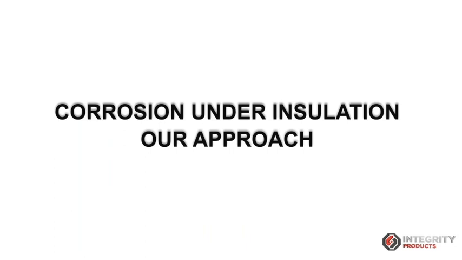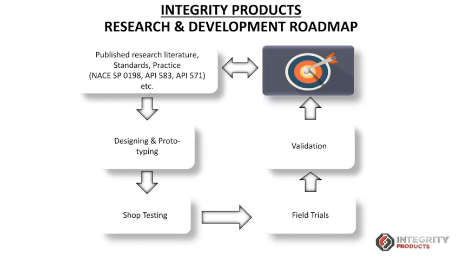Moving back to the topic of CUI, corrosion under insulation: what do we do as a company, Integrity Products, and how do we work to deal with CUI? What is the mindset while we design our CUI mitigation products? We are an established R&D, research and development, company. We have a full in-house R&D system, and here is the roadmap. We take help from published literature, standards, recommended practices, published research papers, as well as the voice of our customers. We deal with all these things on a day-to-day basis.